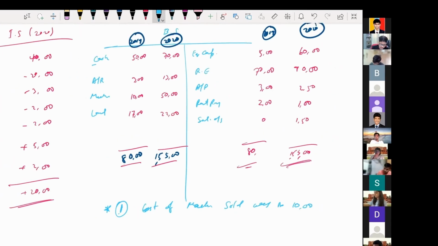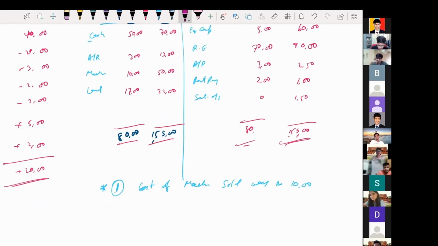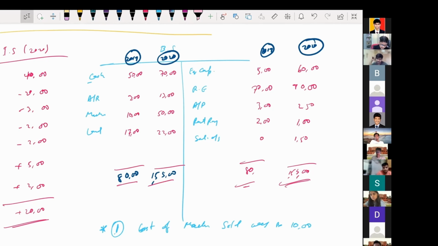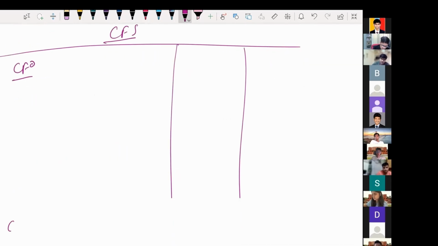Opening income statement, this year's income statement, opening balance sheet, closing balance sheet, and one piece of additional info called cost of machinery was this much. Okay. So step number one is to create a format of cash flow statement. Cash flow statement. Here I would want to write CFO, then CFI, and then CFF.